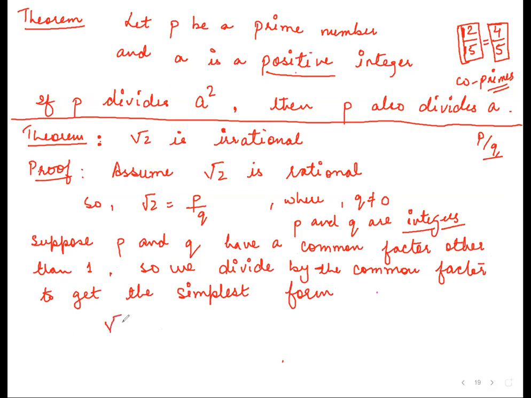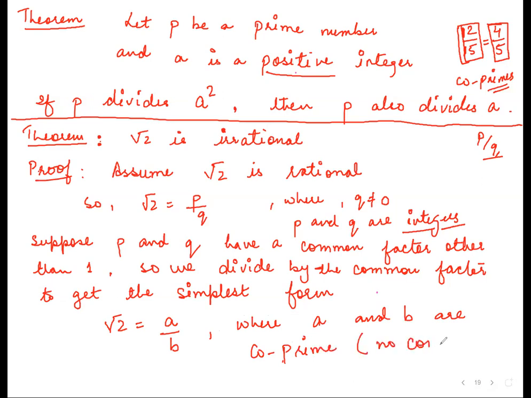So now the simplest form is actually not P by Q, it is A upon B. I don't know what is A and B, but it's not P by Q anymore because I have divided it by the common term, right? So now, where A and B are co-primes. Understood? What are co-primes? You can write in bracket, no common factor. This is co-prime so that you don't forget. So please write it up till here.